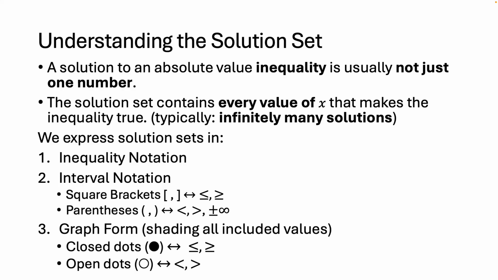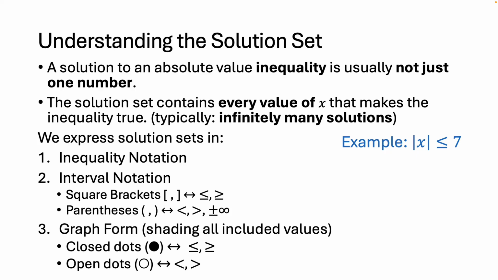We also represent the solution set in graph form. This is where we shade all included values. For these problems, we use closed dots to represent that the endpoint is included. These coordinate with the regular inequalities that include the equal bar below. And we use open dots to represent exclusion of the endpoints. This is when we have strict inequalities like less than or greater than.